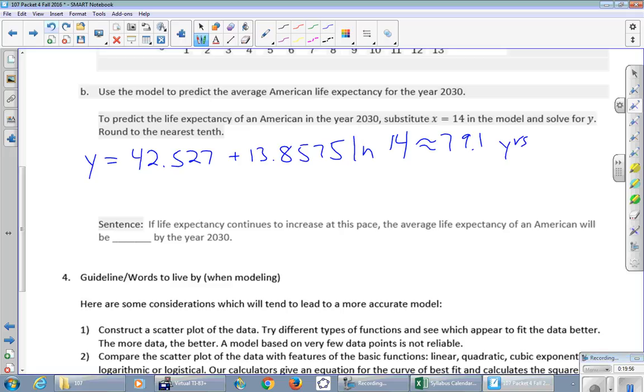Okay, and then there's a sentence here. If life expectancy continues to increase at this pace, I'm actually not a fan of this phrase right here. I'm going to change that to something like, continues to grow logarithmically. How about something like that? We're assuming it's a log. If it continues to behave like a log, then our prediction will be pretty accurate. Average life expectancy of an American will be how much by the year 2030? 79.1. That's it.